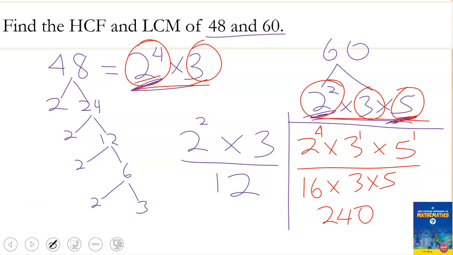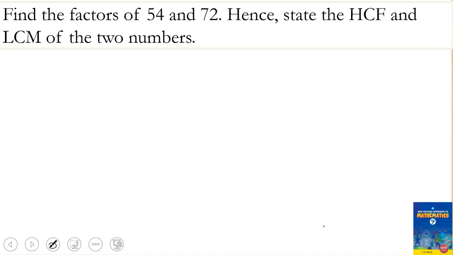So that is how we can use the prime factors to find the LCM. That means if you want to find the lowest common multiple of 60 and 48, you use 240. All right, let's do another example and see.